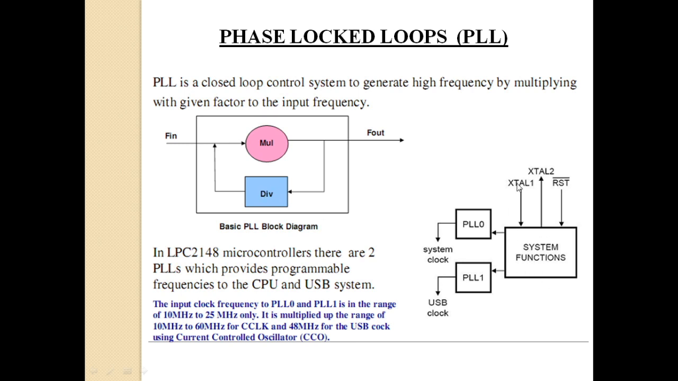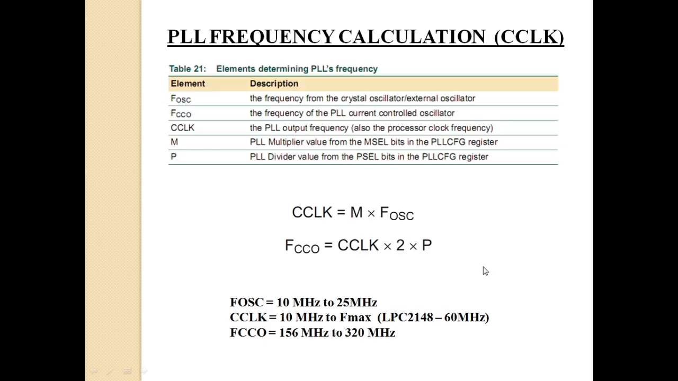The crystal oscillator is connected to the system functions block. From that block, it is connected to two PLLs. PLL0 is used for generating the system clock, which is connected to the processor and peripherals. PLL1 is used for generating the USB clock. So from the 12 megahertz crystal, you will be able to generate two different kinds of clock, right? Then the next step is to calculate the multiplication factor and the division factor.